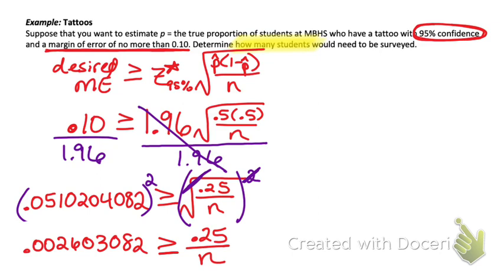What's our n now? That's what we're trying to find out. We're trying to find out what the sample size is. Okay, so then we just... Now, what do we do? We are going to multiply both sides by n.